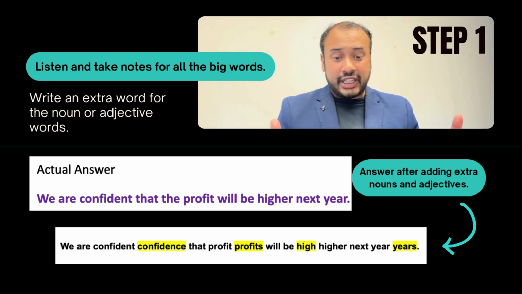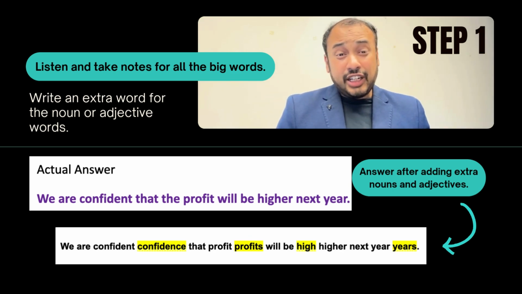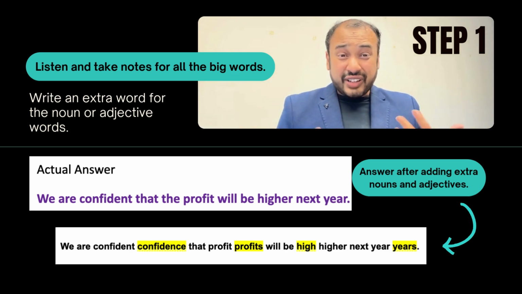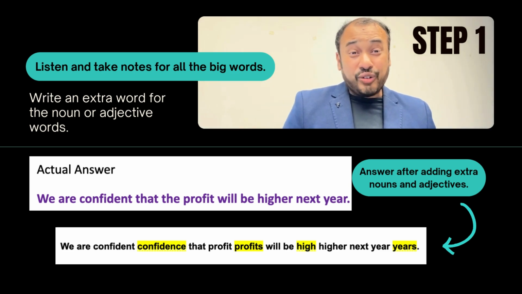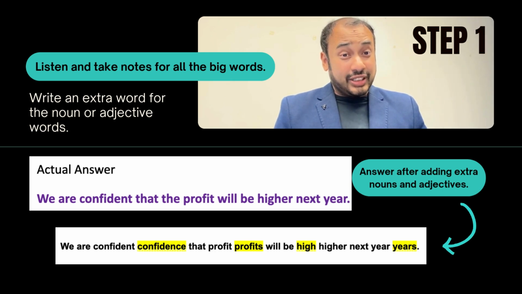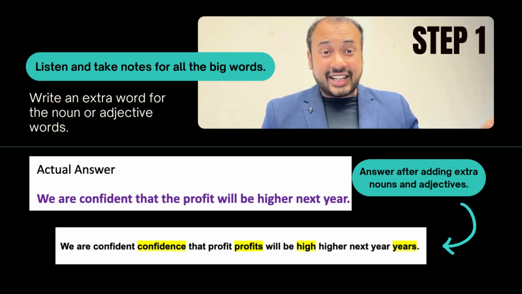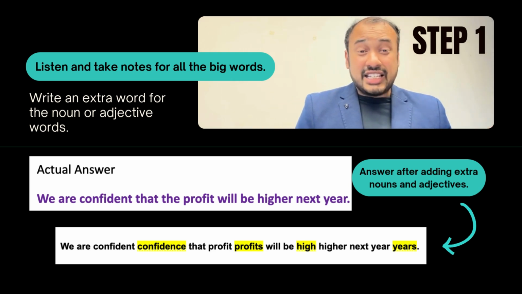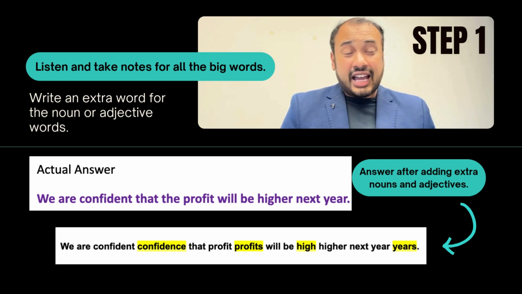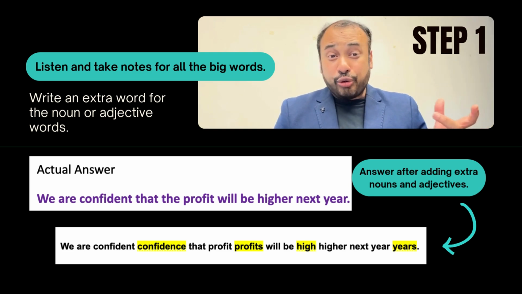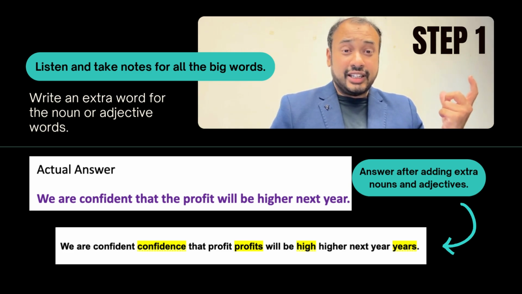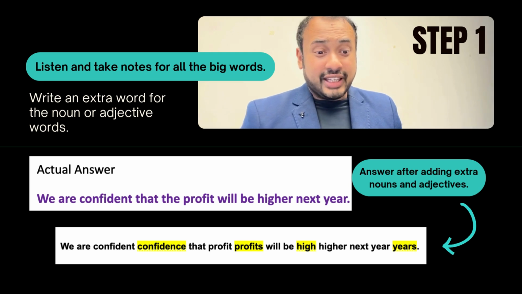So if you have a look here, is it we are confident or confidence? Not sure. Confidence sounds right, but is it confidence? You write both words. That's the extra yellow word that I colored in. The next thing is, is it profit or profits? I can easily make this word plural. Okay, make it plural. Add an extra word in yellow.